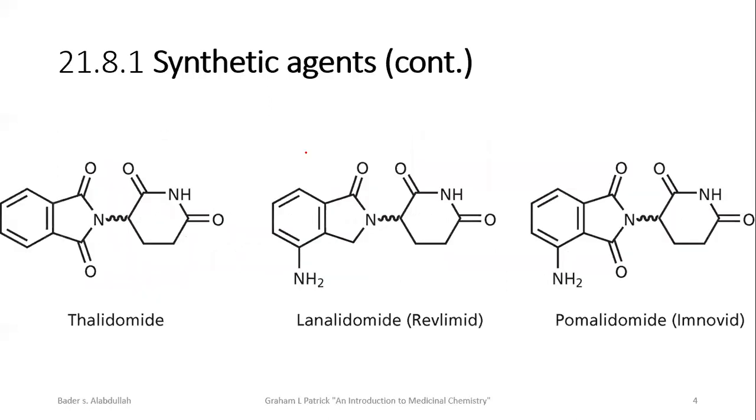These are the structures of thalidomide and its analogs. You can see that they are relatively similar structures. Actually, they are the same structures, except that the analogs have the amine group added, while thalidomide doesn't have the amine group. Thalidomide has this carbonyl, and pomalidomide, the Imnovid, also has this carbonyl, while lenalidomide, or Revlimid, doesn't have the carbonyl. That's the only difference. But if you look at the structures, they are all the same.